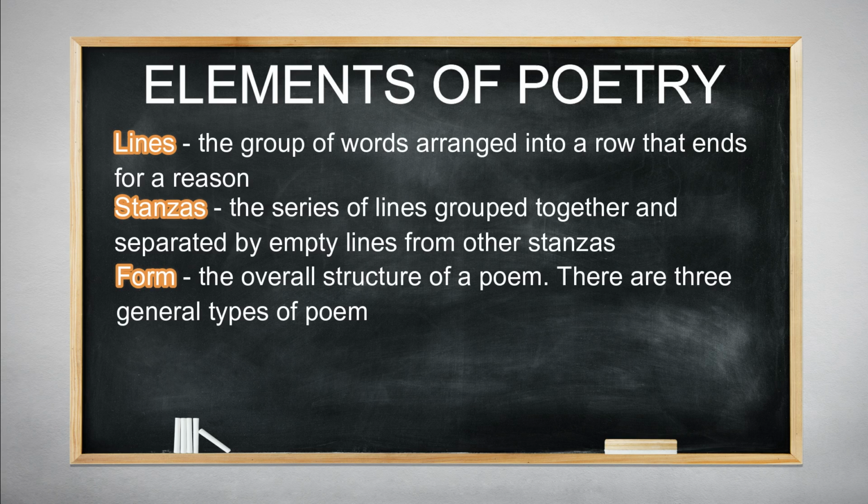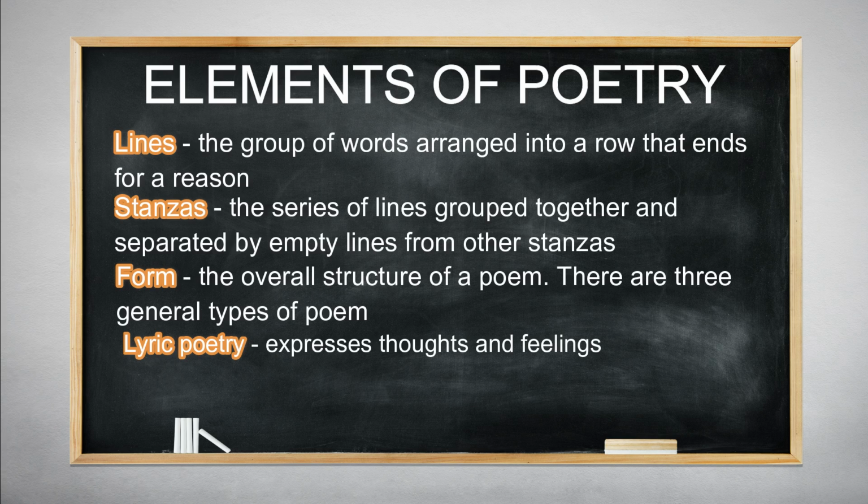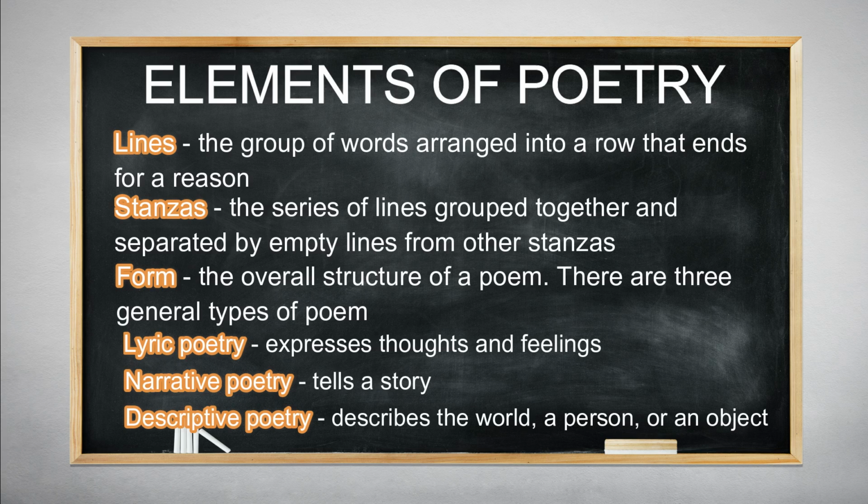There are three general types of poem. Lyric poetry expresses thoughts and feelings. Narrative poetry tells a story. Descriptive poetry describes the world, a person, or an object.